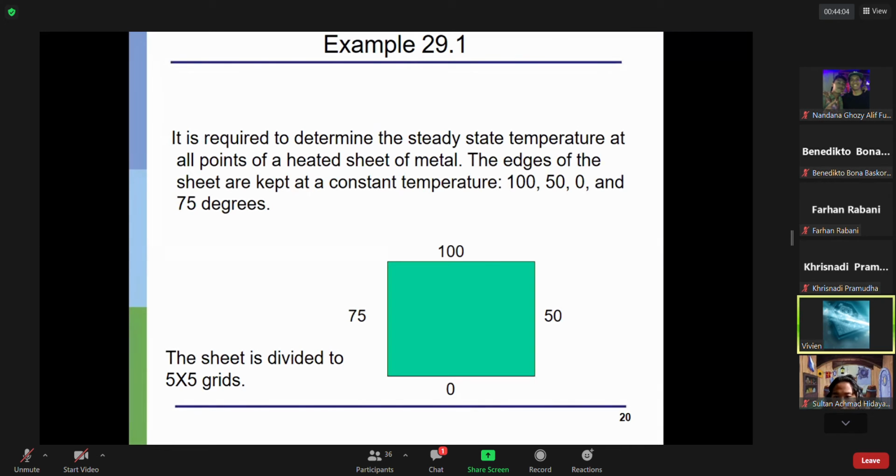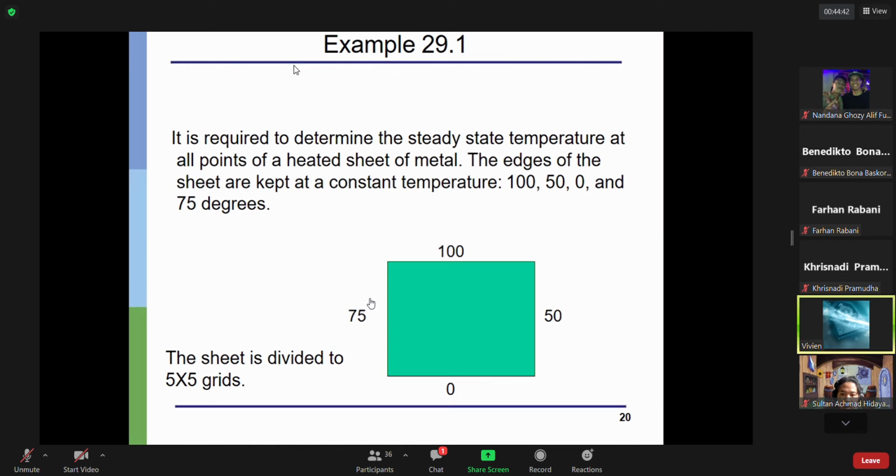Okay, so we will now see example 29.1 in the book, in which we have a plate, a sheet of metal, a heated sheet of metal, and the edges of the sheet are kept at constant temperature. So the top side here is kept at 100 degrees, the left one is 75, the right one is 50, and the bottom is 0 degrees. And this is steady state temperature, so it means that we don't have the T variable in the equations.